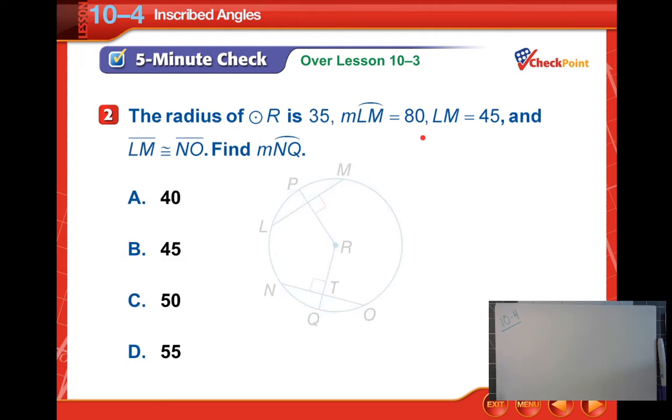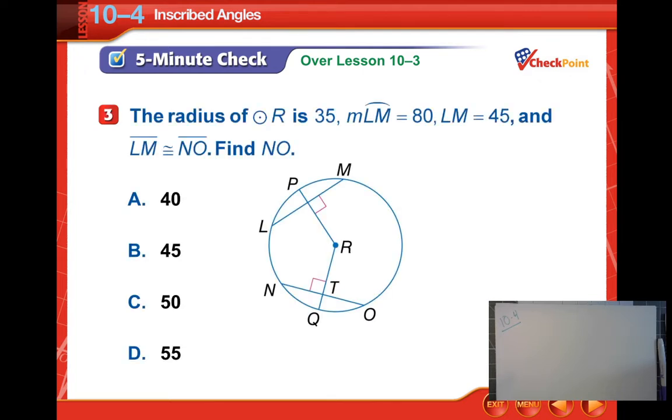The radius of circle R is 35. This is the exact same thing. Find N to Q. Well, because we have this making a perfect right angle, we know this is cutting it straight in half. So our total is 80, our half is 40. Find N to O. N to O matches L to M, another 45.